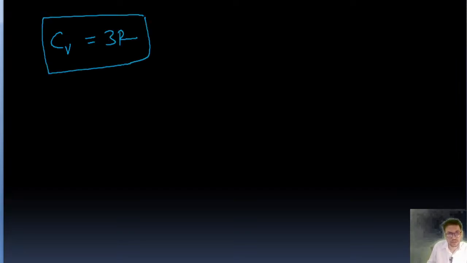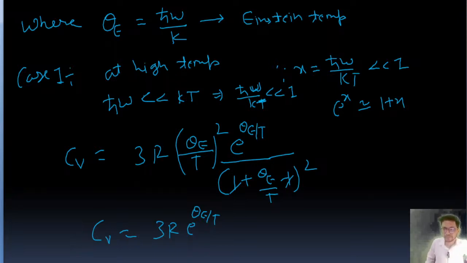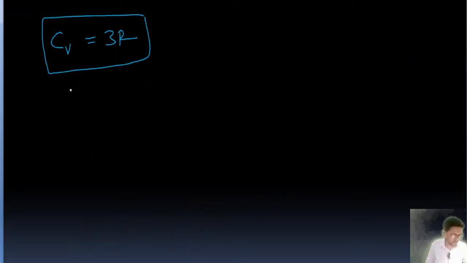So the value of Cv is going to be equal to 3R. Because the x value, h cut omega upon kT, is much less than 1, that's why it is a very small value. So the Cv value equals 3R. So you can see it is valid at high temperature. Now we'll study case 2.